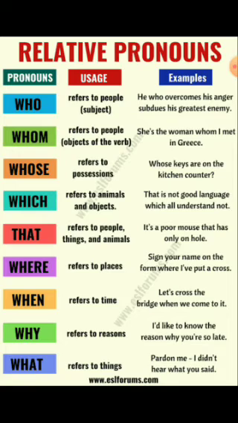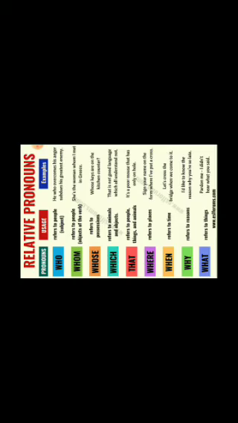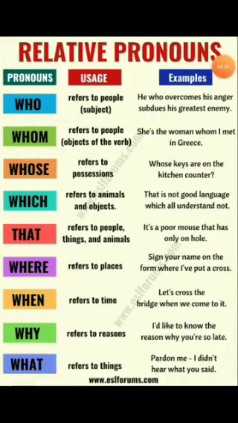The relative pronouns are who, whose, which, that. The thing that you have to keep in mind is that if the object of the verb is a relative pronoun, then it can be omitted. For example, this is the table that I bought from the store. Here we have used the relative pronoun that, and that is denoting the object of the verb, that is table. So in such cases, we can omit the relative pronoun.